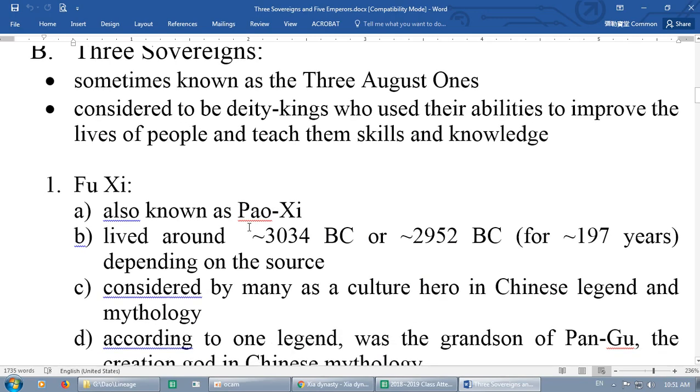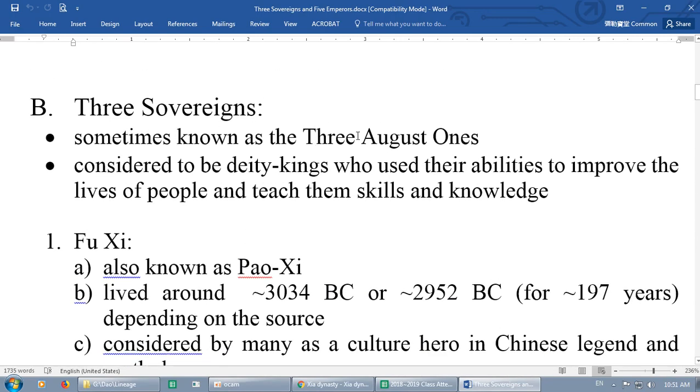So now let's get to the three sovereigns. They're sometimes known as the three August ones. August means very renowned, very distinguished, well-respected, revered ones. Because in Chinese, the word Huang means very noble, very respected.